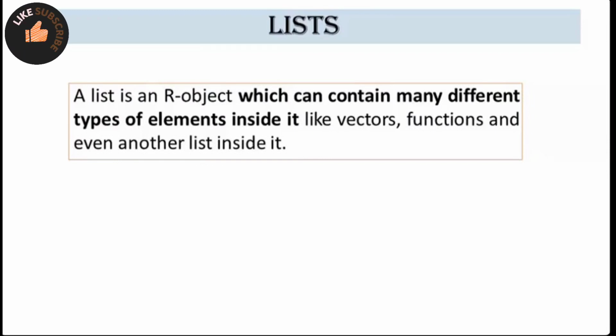What is a list and how can we create a list in R language? A list is an R object which can contain many different types of elements inside it. In a list, we may include vectors, we may include different functions, and even another list can be stored inside a list command.